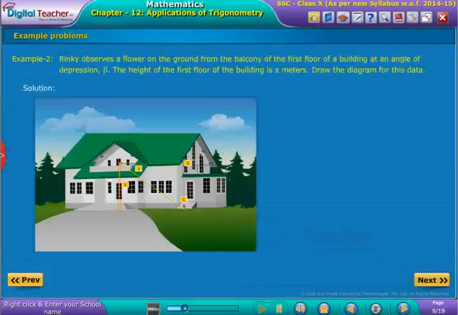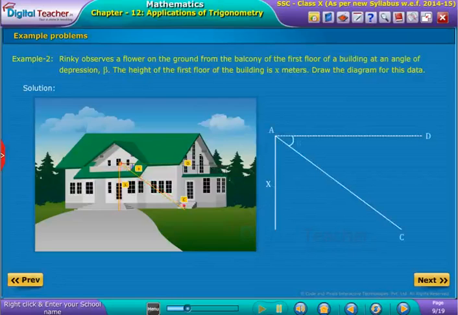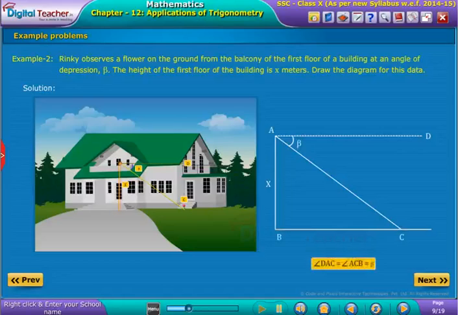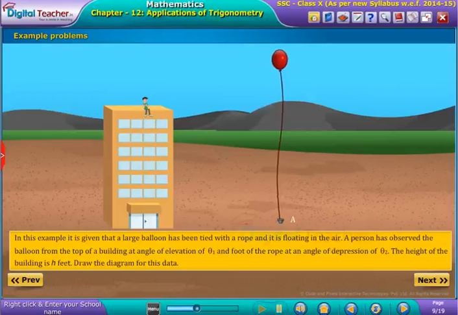Solution. Given that the height of the first floor of the building is x meters, and beta is the angle of depression from where Rinky observes a flower on the ground. Now, draw a line diagram such that CB represents the ground, AB the height of the first floor of the building, and beta the angle of depression. Thus, from the figure, we observe that angle DAC is equal to angle ACB, which is equal to beta, since the angle of elevation is equal to the angle of depression.